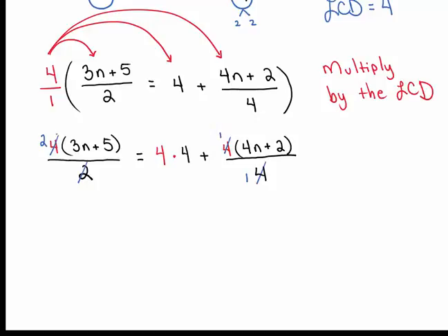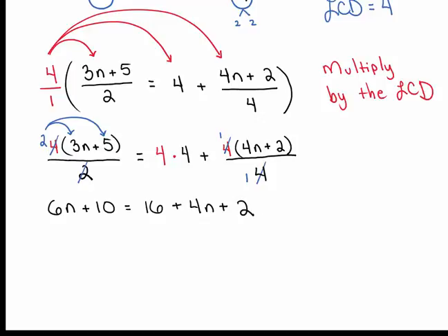Okay, now that I have canceled out common factors, if there's any leftover factors that have not been distributed, these are the factors I will distribute. So like this 2 will get distributed to the 3n, giving me 6n, and the 2 will get distributed to the 5, giving me 10. And that's going to give me, over here on this side, 4 times 4 is 16, and over here we're just going to be left with the 4n plus 2.